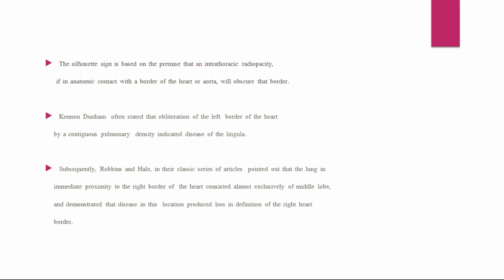Now coming into the presentation, the silhouette sign is based on the premise that an intrathoracic radiopacity, if it is in anatomic contact with the border of the heart or aorta, will obscure that border. In a radiograph, we will be seeing the heart, ascending aorta, and descending aorta, and all these are more radio opaque than the adjacent lung, which is radiolucent. So this demarcation is present between the lung fields and the heart because of the difference in the densities. Based on these borders, we will be ruling out some of the pathologies in the segments of the lung.